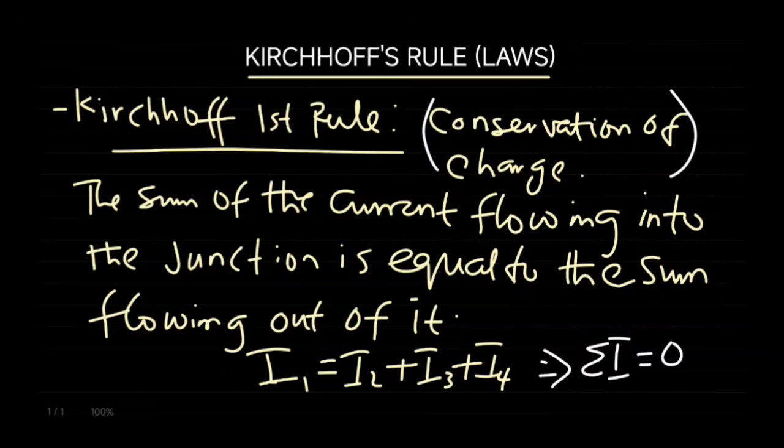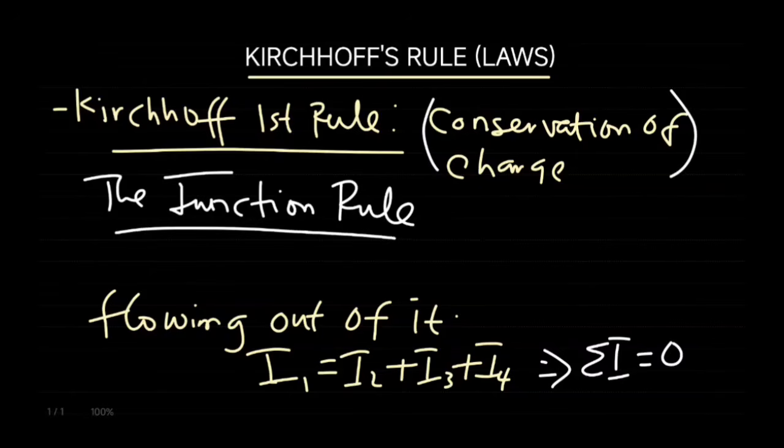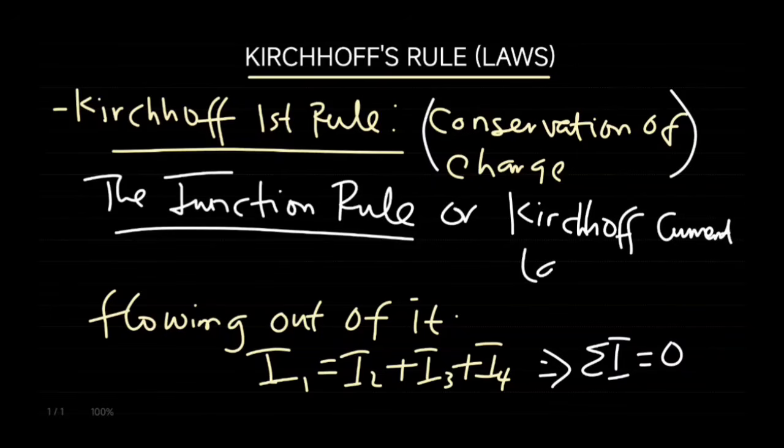Another name for Kirchhoff's first law is the junction rule, or Kirchhoff's current law. So those are the two names for Kirchhoff's first rule, the junction rule and Kirchhoff's current law.